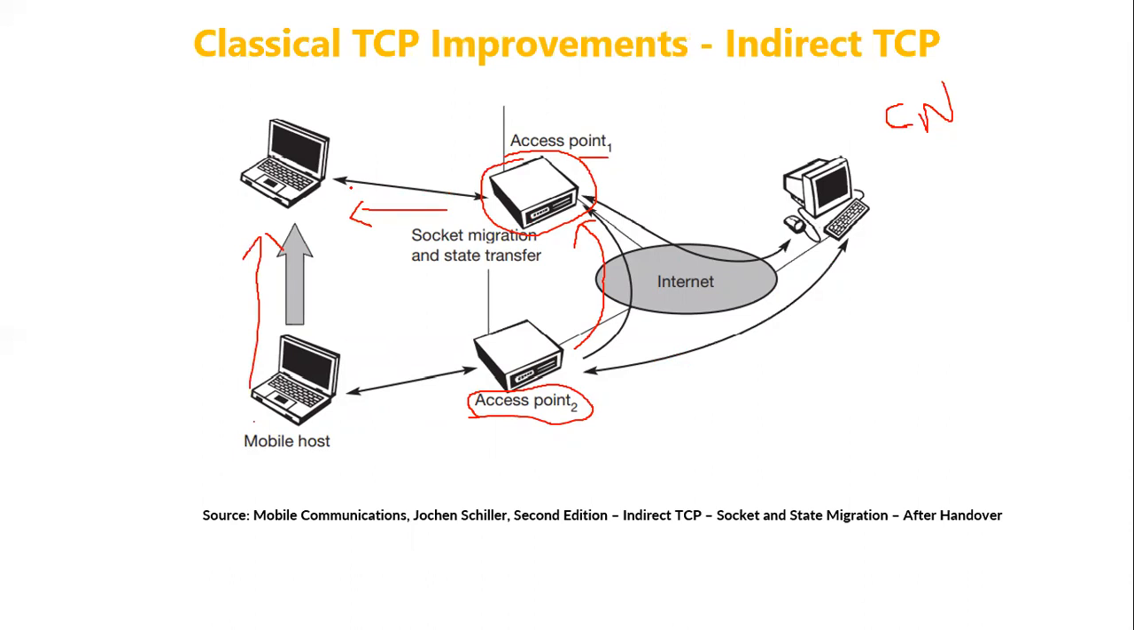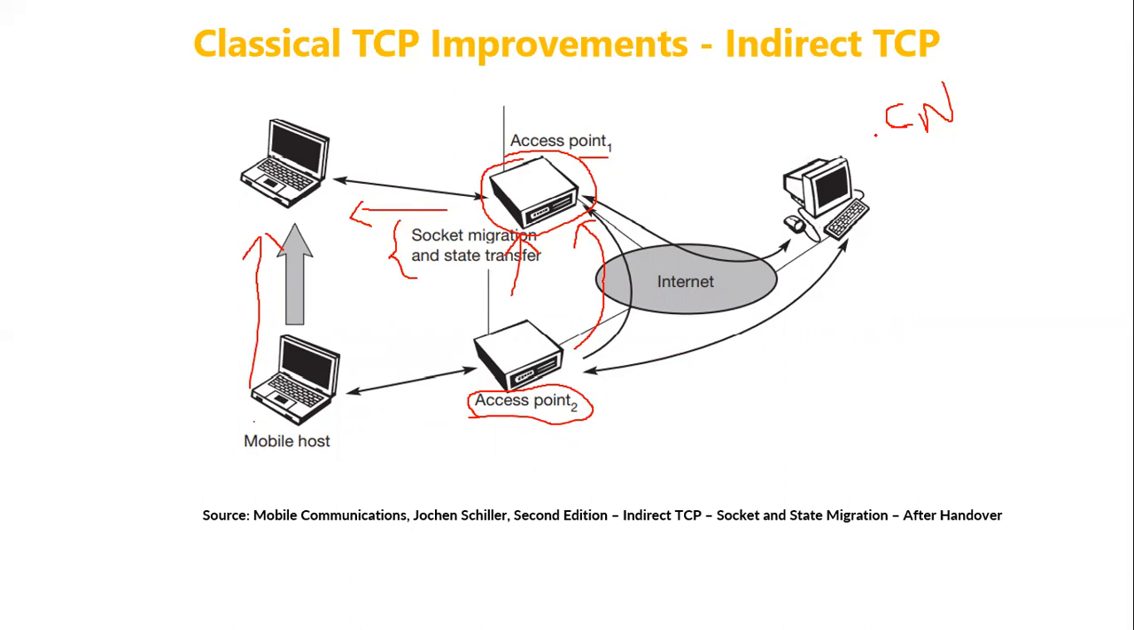But here, not just the data packets, but the socket and the socket state also should be forwarded. So this is something that is different from mobile IP. In mobile IP only the data packet should be forwarded, but in TCP the socket state and the socket port number also should be transferred, migrated from this access point to that access point. Because TCP is a connection oriented service, the communication happens in the same connection, and the connection will not be disconnected.